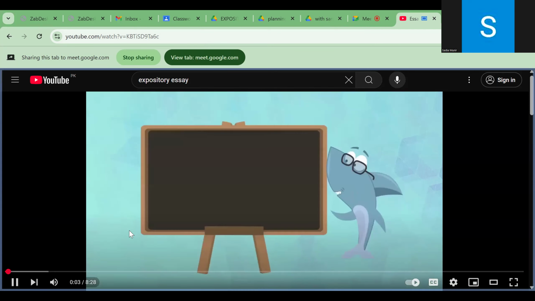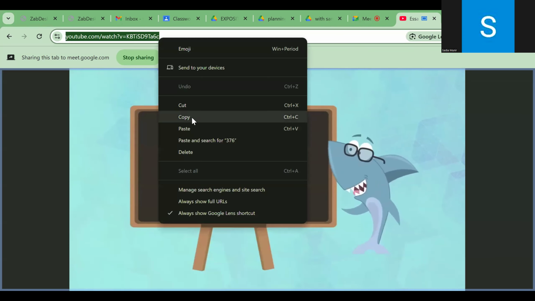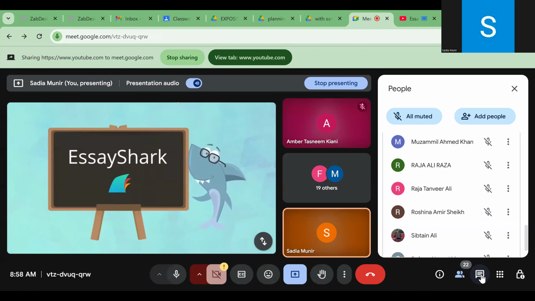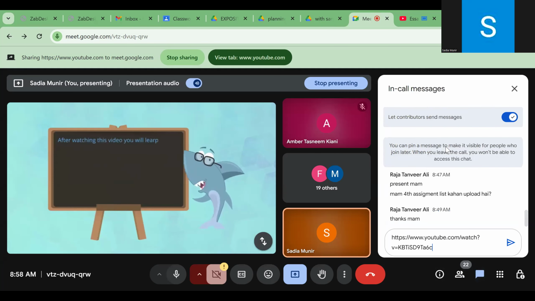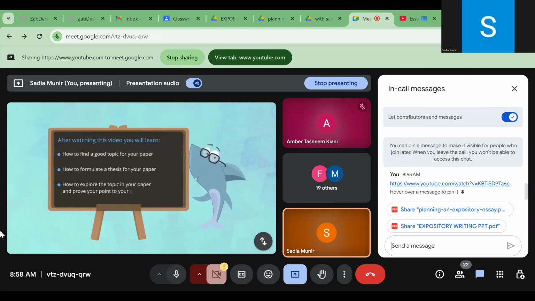Guide. My name's Sir Toothington and I represent Essay Shark, an online service with various tools for writing, guides, topic suggestions, and free samples. This video guide will explore the process of expository essay writing. After watching it, you will learn how to find a good topic, formulate a thesis for your paper, explore the topic in your paper, and prove your point to your readers. This guide also contains a helpful checklist to polish your essay after you have finished writing.